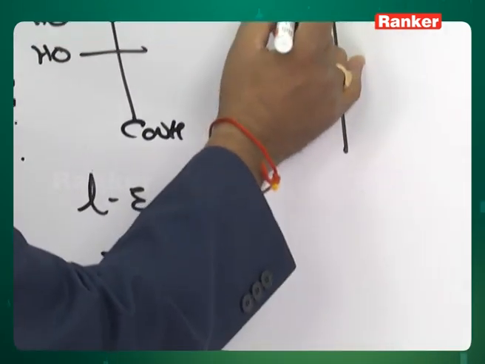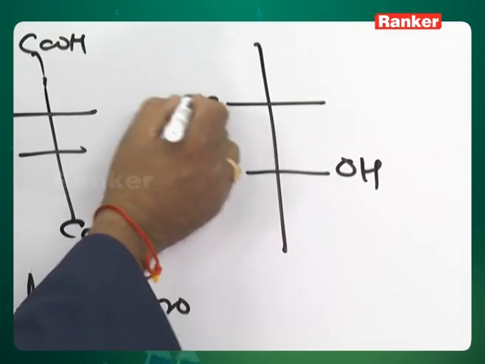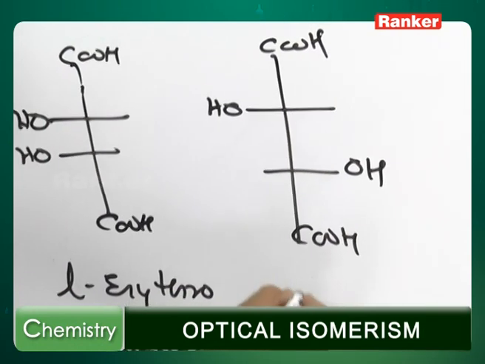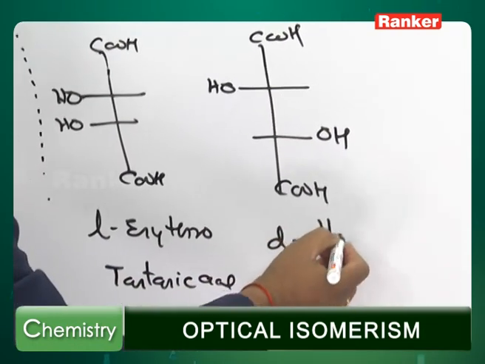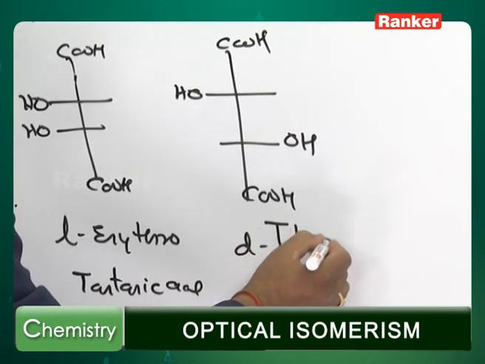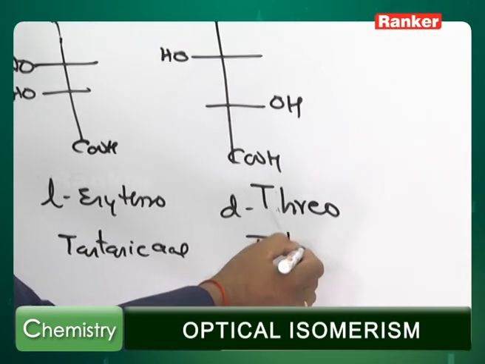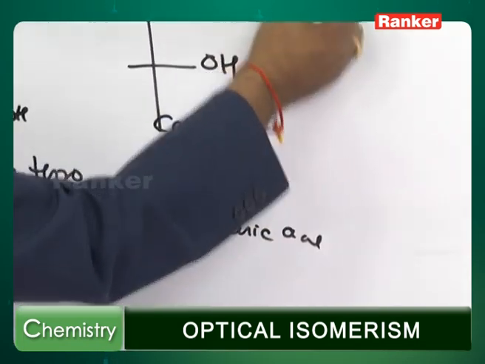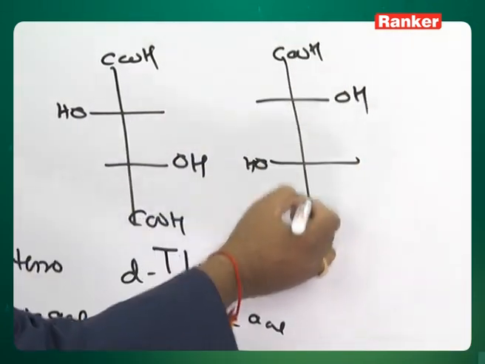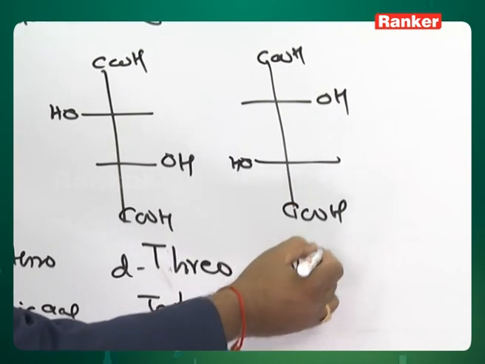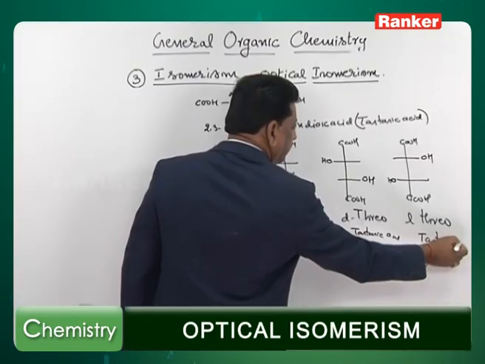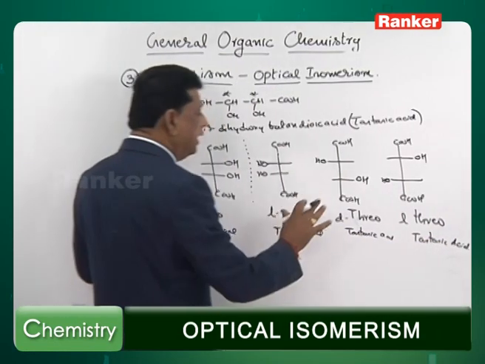The other two I call thiotartaric acid. One OH right, one OH left. So let me first guess and write the structures. D-thiotartaric acid, and its mirror image will be the OH, COOH, and other groups are hydrogens. So L-thiotartaric acid. So this is what I guessed.